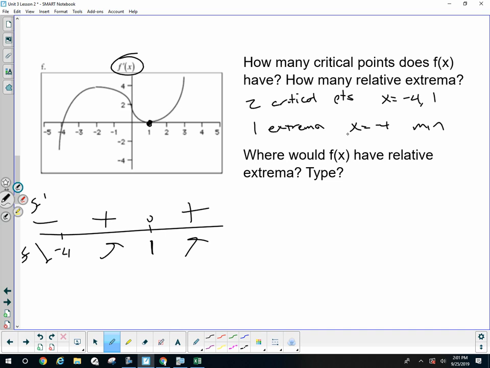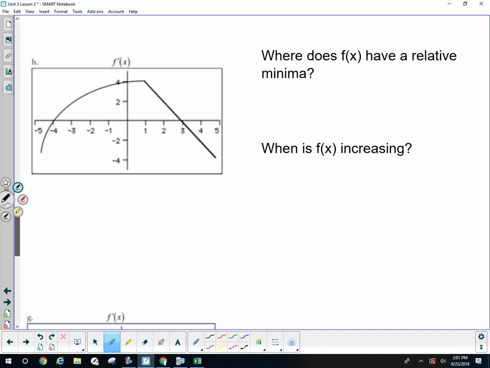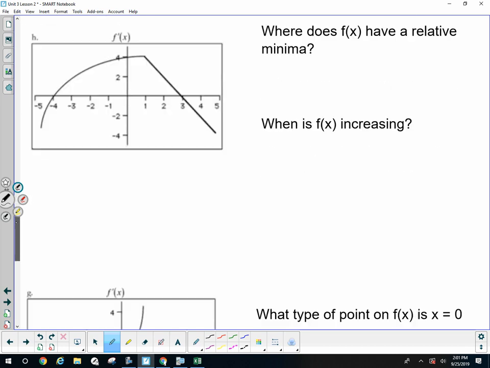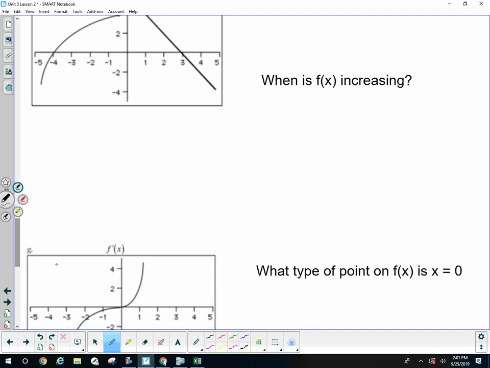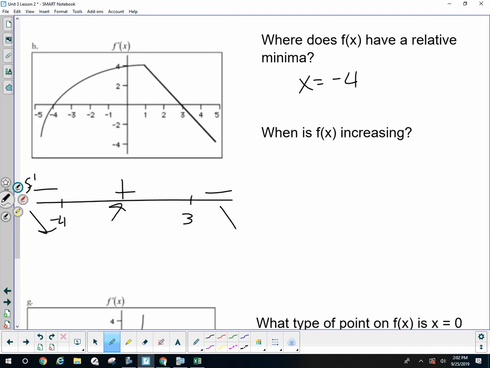All right, and we already answered this question. Where does F have relative minimum? Well, again, doing your sign analysis, -4 seems to be a popular number. Negatives to positives. I got a sharp point at 1. I don't really care. It's still a positive value. I switch to negatives at 3. Leave a relative min when I go from down to up. That's at x equals -4. When is F increasing from -4 till 3? That's when F prime is positive. And don't include that 3.